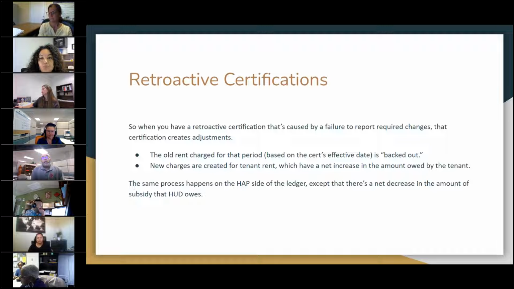Then what happens on the ledger is the old rent charged for that period is backed out. We see that in the negative charges on the ledger, and the new charges are created for tenant rent. The net of those two things results in an increase. The same thing, by the way, happens on the HAP side. We just typically don't look at it. Christian may be the only one in our department who routinely looks at HAP ledgers because he's interested in what HUD is paying, what they paid before, and what they'll pay now.